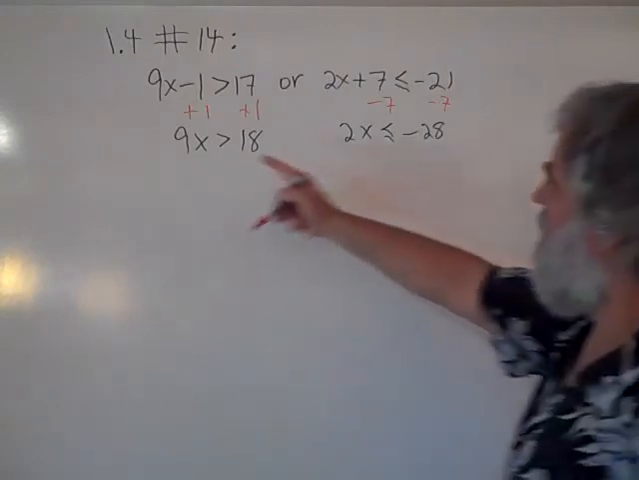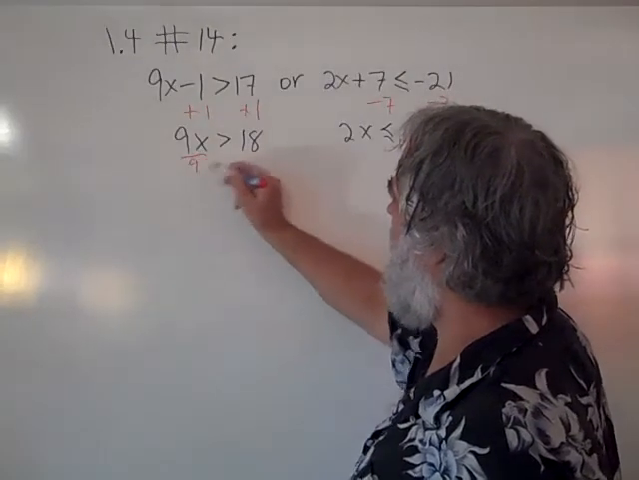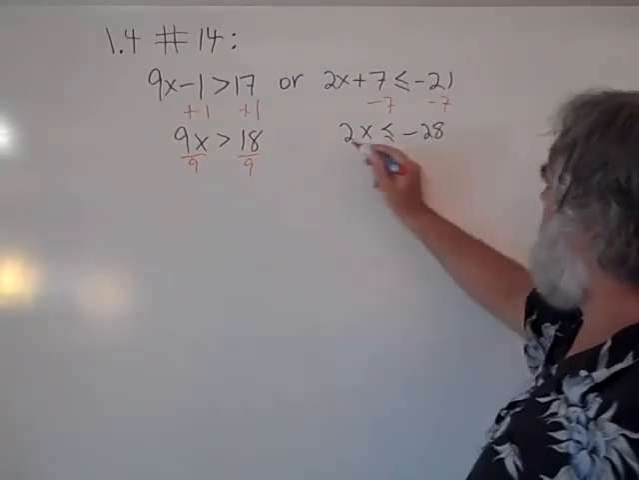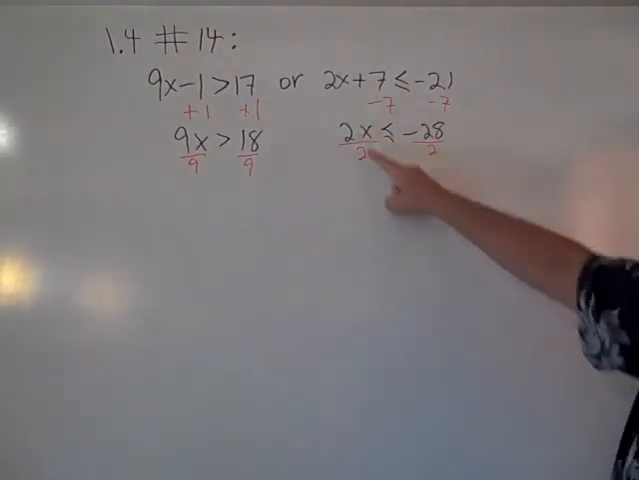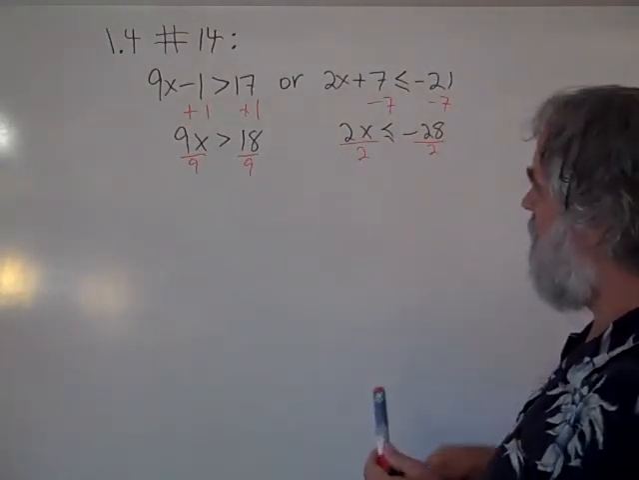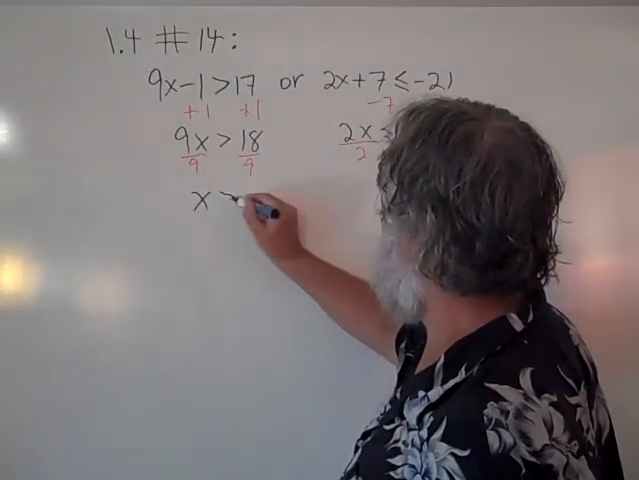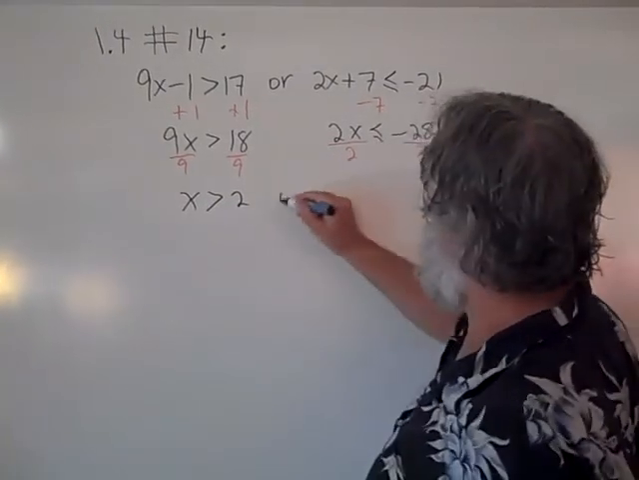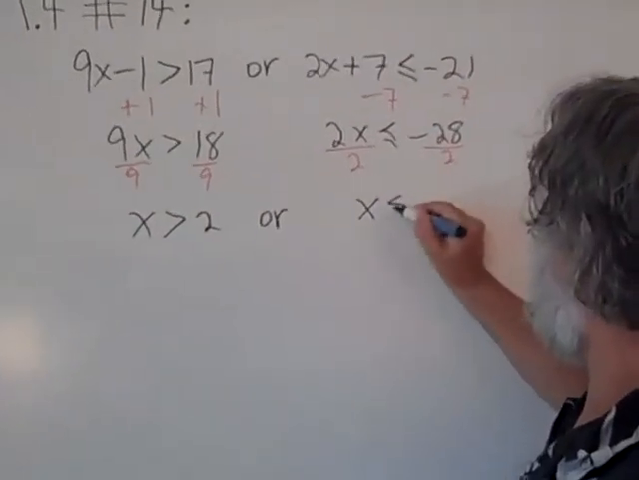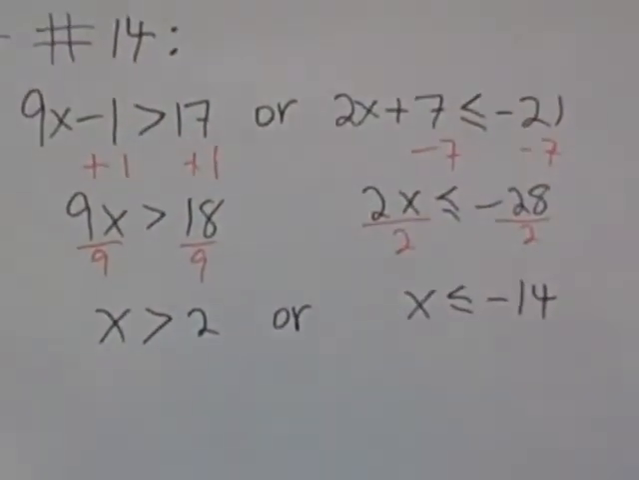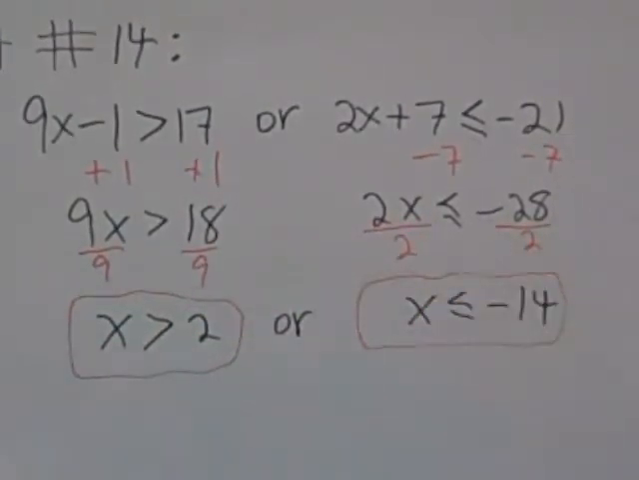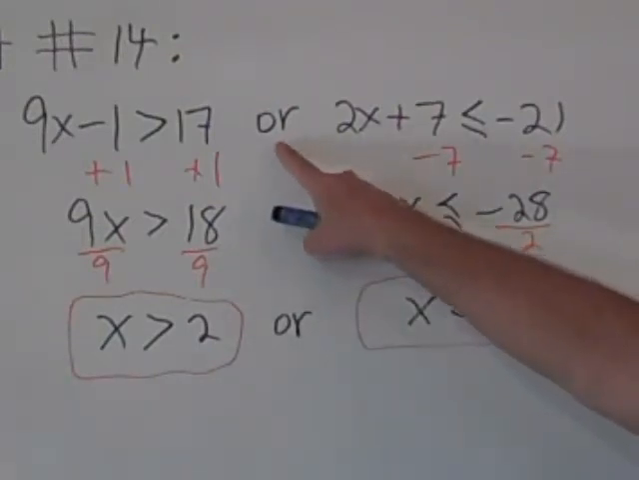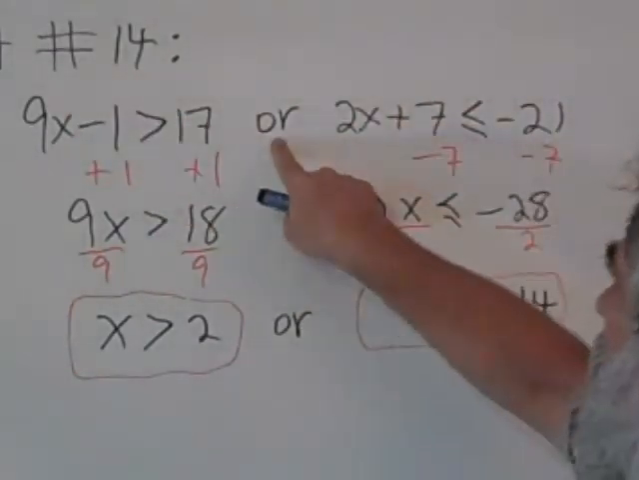Now we're almost there. We just have to get rid of the coefficient by dividing it away, dividing the 9 into both sides. And here we divide both sides by 2 to cancel out the coefficient of x. So this results in x larger than 2, or x is less than or equal to negative 14. So we've solved each of our linear inequalities, and now it remains to see what the solution is to this compound linear inequality with an or.